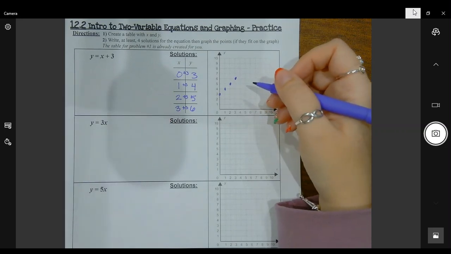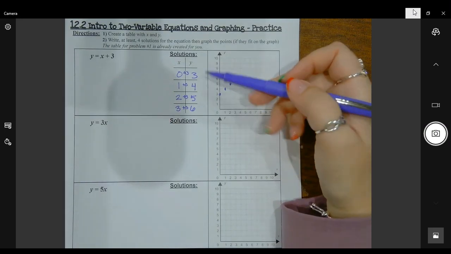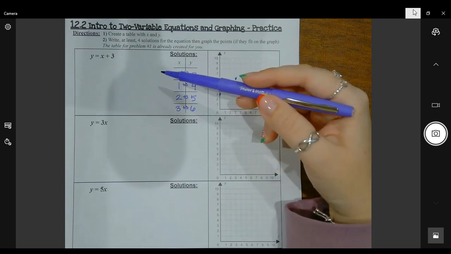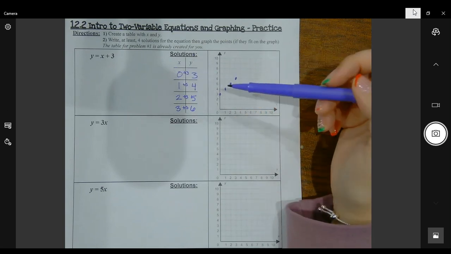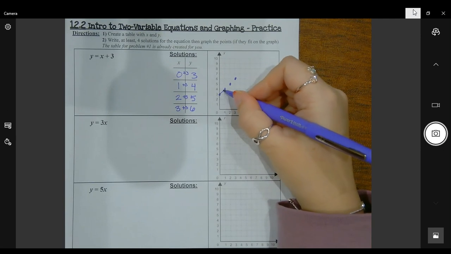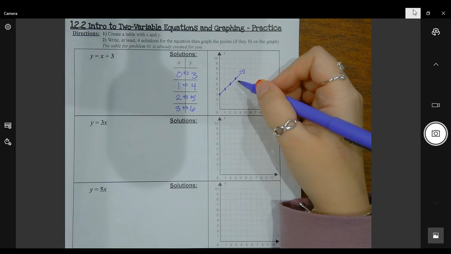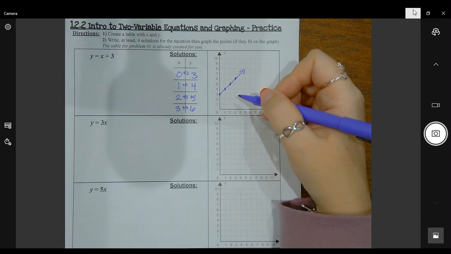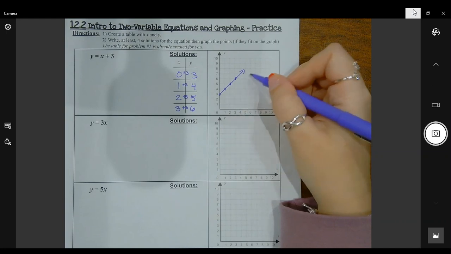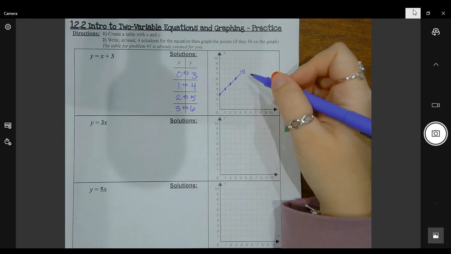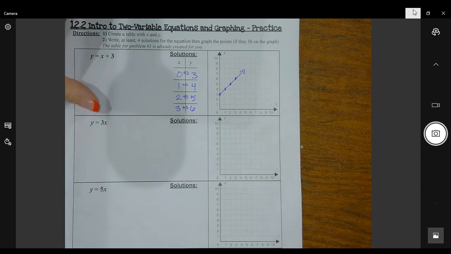Now, for us in Math 6, predominantly when we graph equations, they're going to tend to be linear. So you can kind of draw a straight line through those dots. And if you notice that one of them goes off the line, then you probably did something wrong. Because ours should always be able to make a straight line if it's a linear equation.